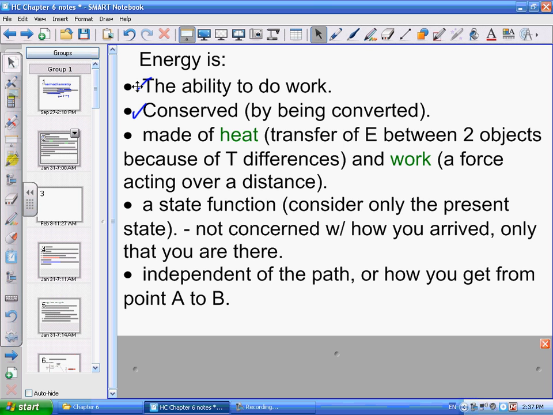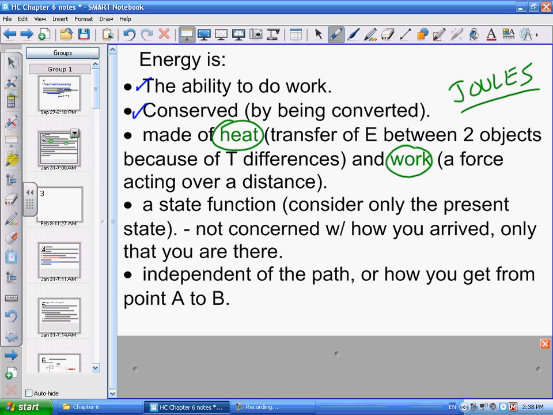Energy could be heat, or energy could be work. Since it could be either, both heat and work are measured in what are called joules. Okay, these could be joules, which is a unit of energy, or it could be kilojoules.